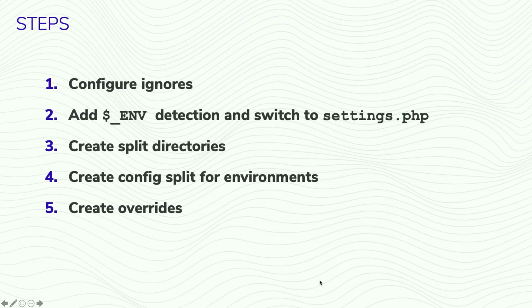So when you go to actually set this up, these are the steps that I follow, and this is the sequence that I do. First is I configure my ignores, the things I don't want Drupal to import. Then I add kind of the detection switch in the settings file. Then I create the splits, and we'll walk through one of those in a moment. And then we create the directories that the split configuration will get stored in, and then you actually create the splits, export those, and then we'll do the overrides.